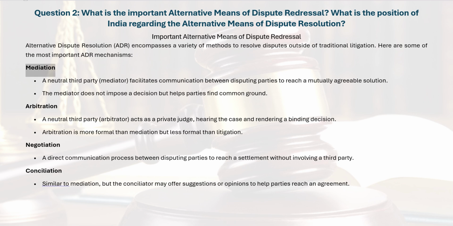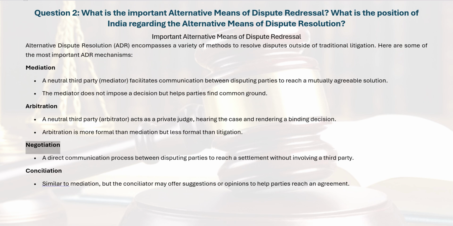Mediation. A neutral third party, the mediator, facilitates communication between disputing parties to reach a mutually agreeable solution. The mediator does not impose a decision but helps parties find common ground. Arbitration. A neutral third party, the arbitrator, acts as a private judge, hearing the case and rendering a binding decision. Arbitration is more formal than mediation but less formal than litigation.